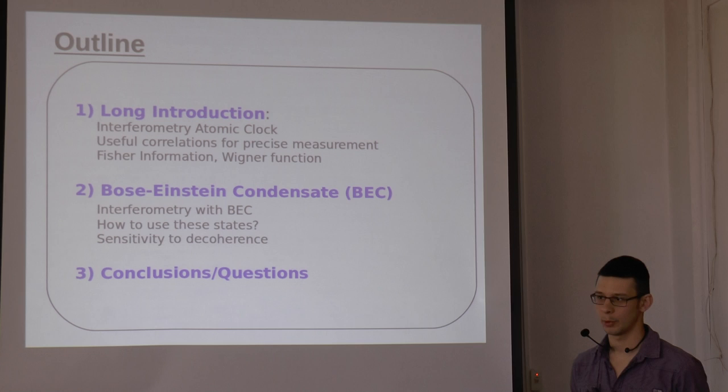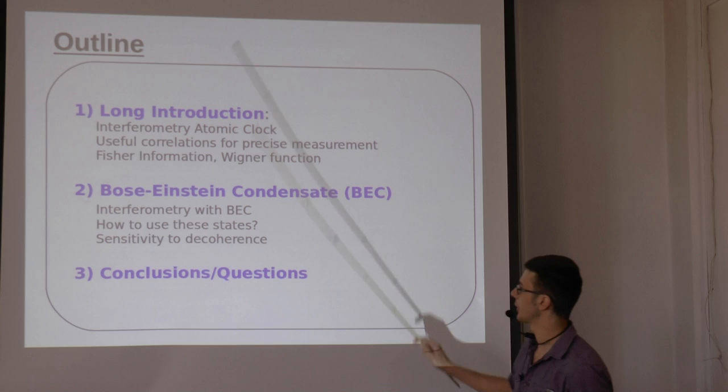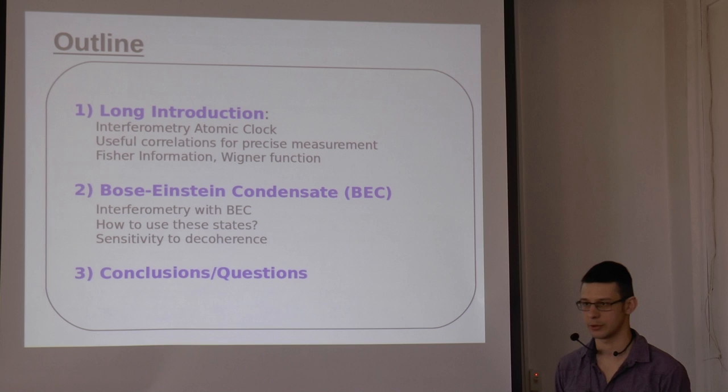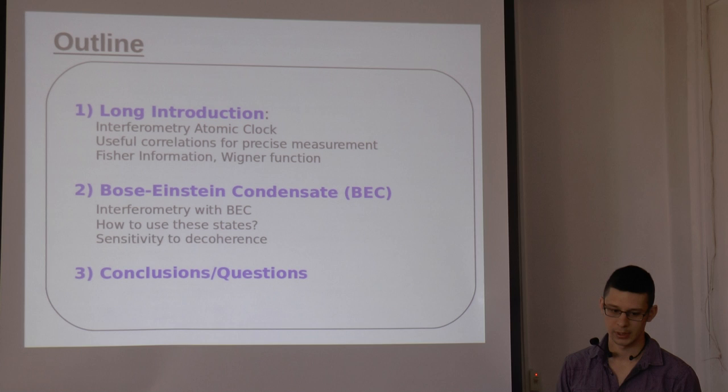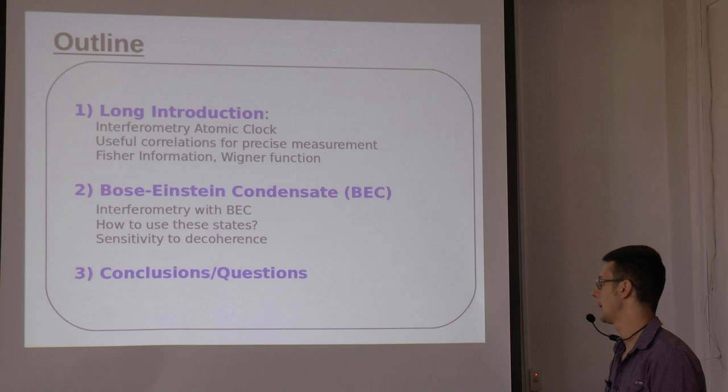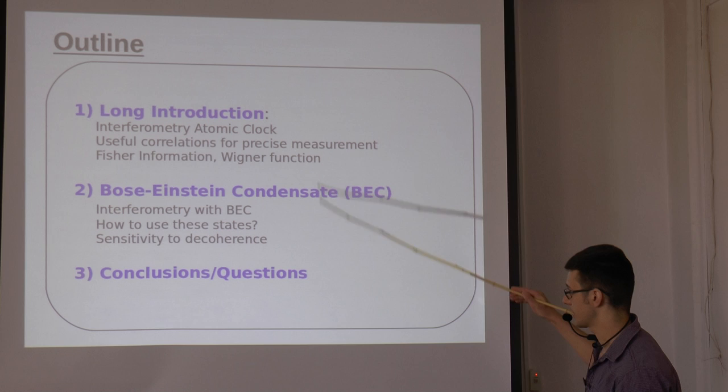So about this quantum metrology, I will speak using a concrete example of an atomic clock. And on this example, I will try to introduce what are useful correlations which can be used in precise measurements, and I will introduce quantities such as Fisher information and the Wigner function. And only then I will jump to my main topic, which is Bose-Einstein condensate, and I will try to convince you that this BEC can be useful in interferometry. This work is in progress, actually, so I will end up not only with conclusions, but there will be many questions.